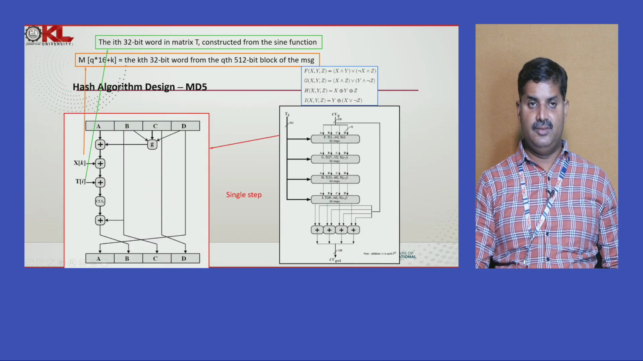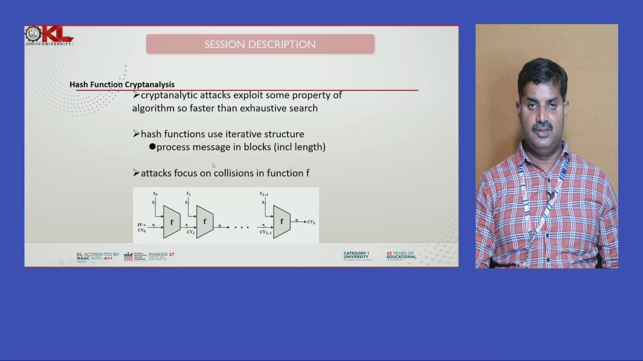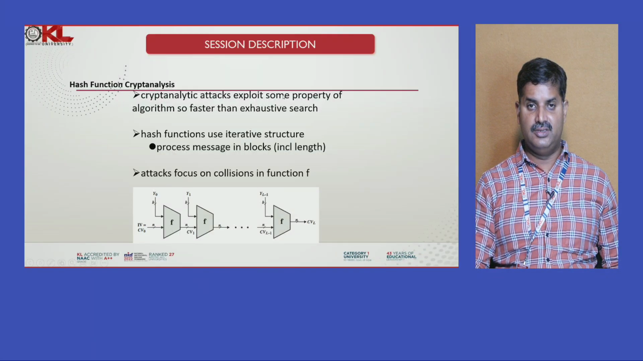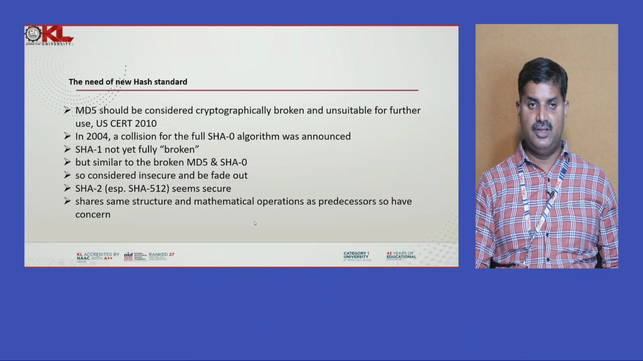This is the detailed representation of the hash algorithm, and this is the hash function analysis. Cryptanalytic attacks exploit some property of the algorithms, which is done faster than exhaustive search. Hash functions are an iterative procedure. Hash attacks focus on collisions in the function f. This is attacks on hash functions.